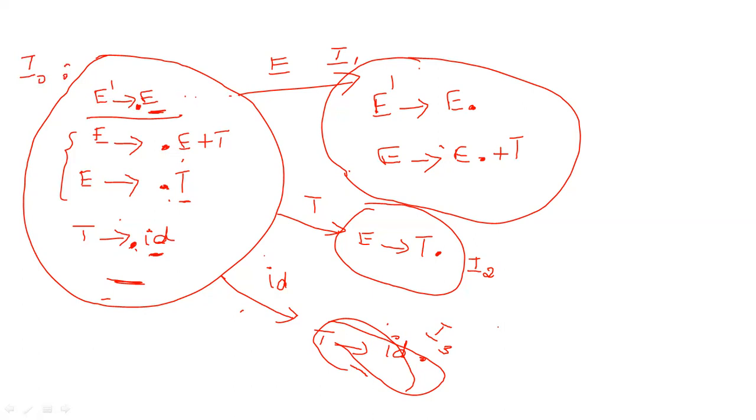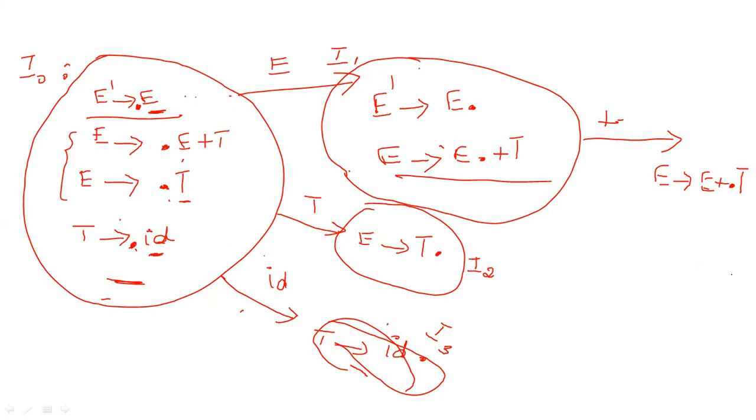Now observe I1. I1 consists of two productions. The first production is E' implies E dot. The dot comes at the end and there are no more symbols to the right of the dot, so leave it. The next production is E implies E dot plus T. After the dot, one symbol is there, plus. So for I1, if I give input plus, what will happen? E implies E plus dot T.